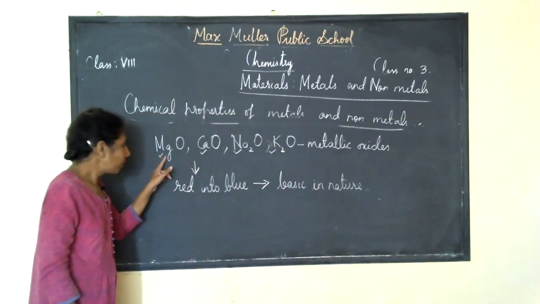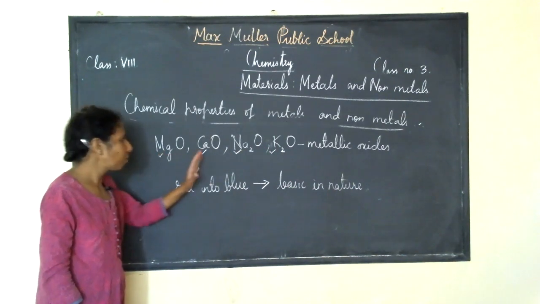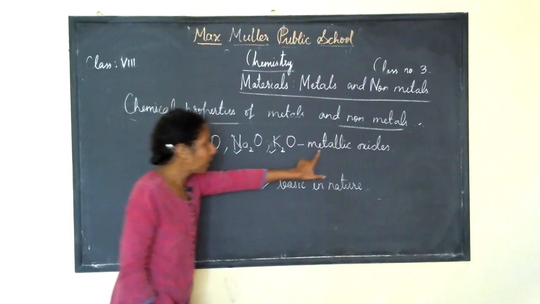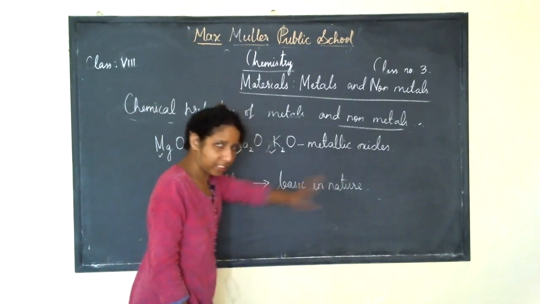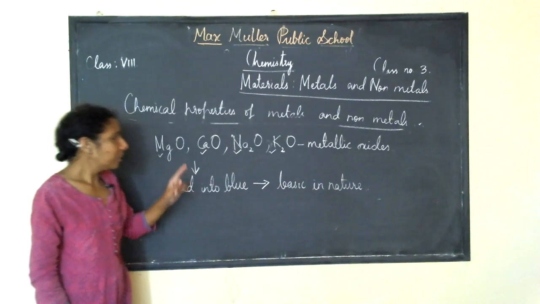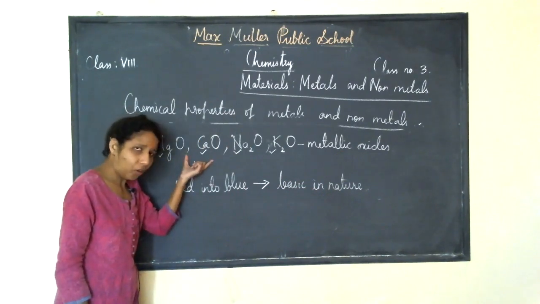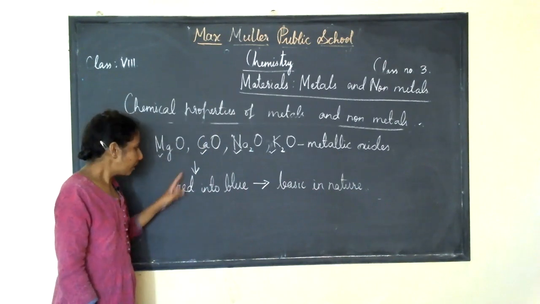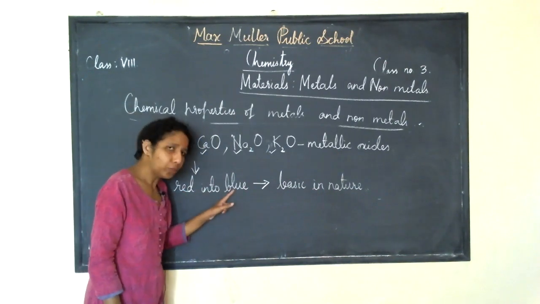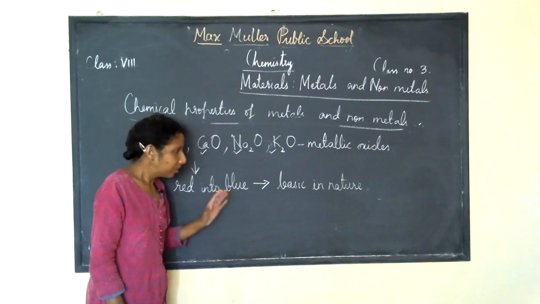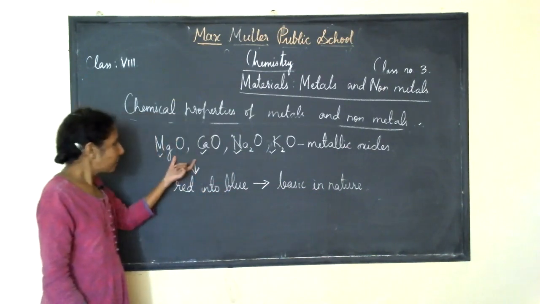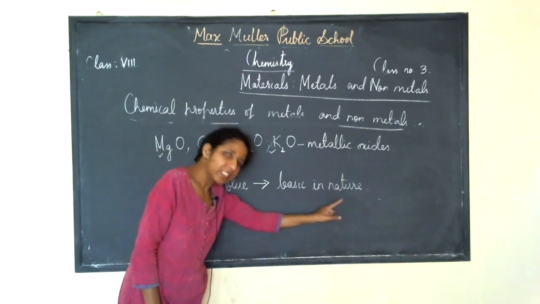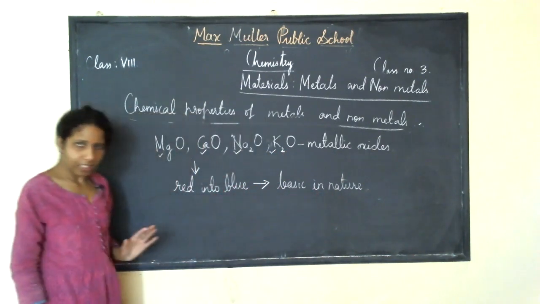You know now that magnesium oxide, calcium oxide, sodium oxide, potassium oxide are called metallic oxides. If you dissolve these metallic oxides in water and perform the litmus test, they turn red litmus into blue, indicating that these metallic oxides are basic in nature. Understood?